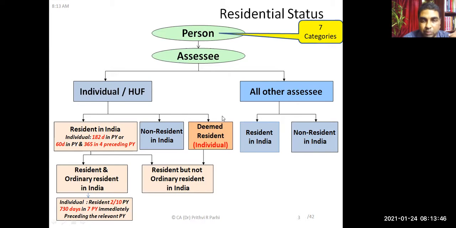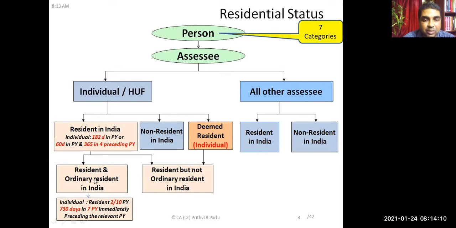And there is one more specific situation, with effect from assessment year 21-22 only: the concept of deemed resident. Once a person is resident in India, we again have to sub-classify them as resident and ordinarily resident, and resident but not ordinarily resident. What are the conditions? We'll be seeing all that.